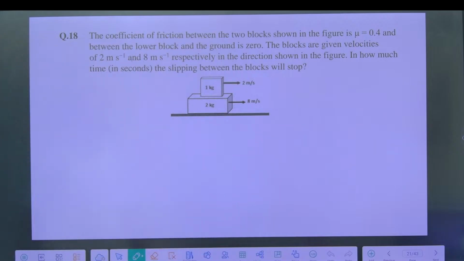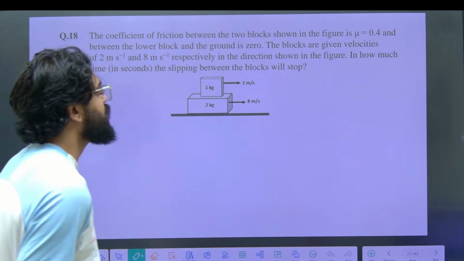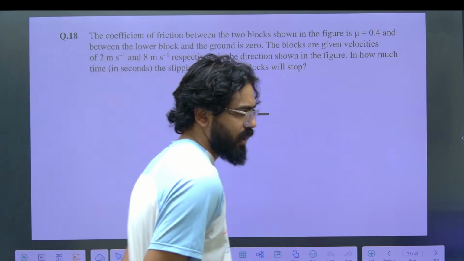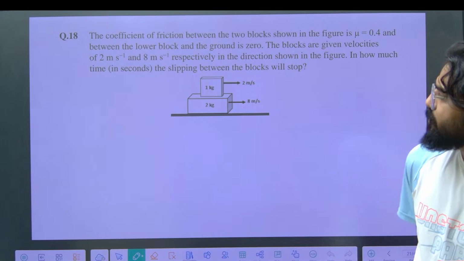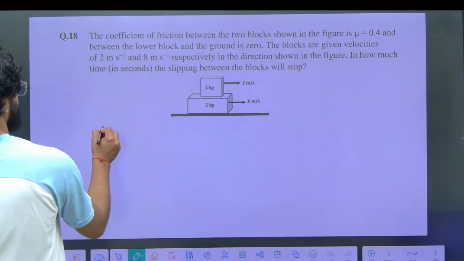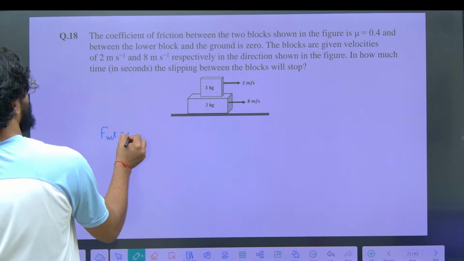Question number 18. The coefficient of friction between the two blocks is given as 0.4 and between the lower block and the ground it is 0. The blocks are given velocities of 2 meter per second and 6 meter per second respectively in the direction shown in the figure. In how much time will the slipping between the blocks stop? So clearly F net on these two blocks is 0.